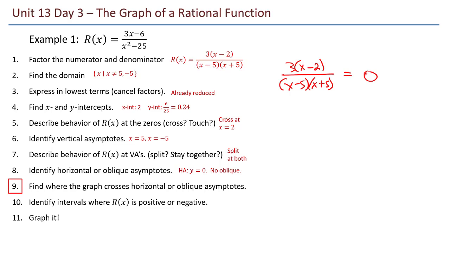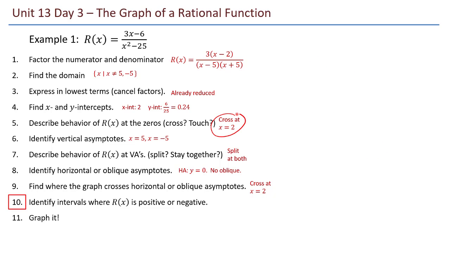So where does this graph equal 0? Well, let's multiply both sides by x minus 5, x plus 5. That just becomes 3 times x minus 2 equals 0. And the only way that this works is if x equals 2. So that's where it crosses, cross at x equals 2. That should make sense also, right? Because that's the only 0 that I have of this function.